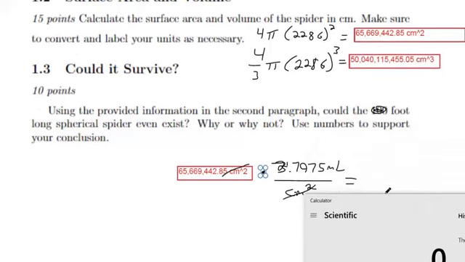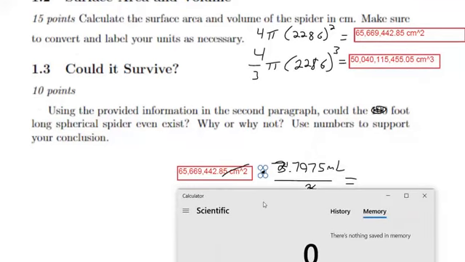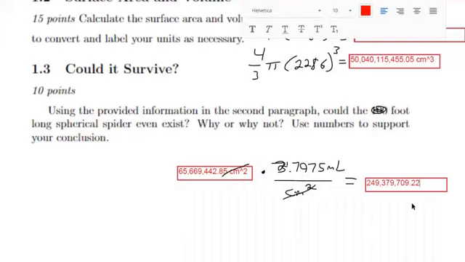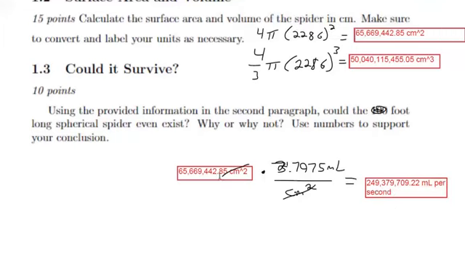So 65,669,442.85 times 3.7975. So we got 249,379,709. And that's milliliters per second, right? Because, and just to recap, this is how much surface area we have. This is how many milliliters we get per second per square centimeter. So it means we get this much per second.